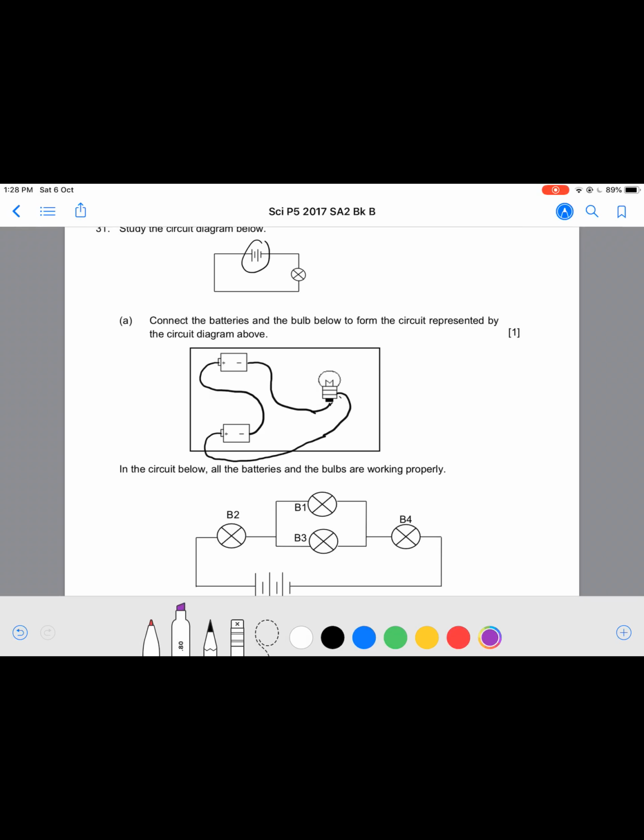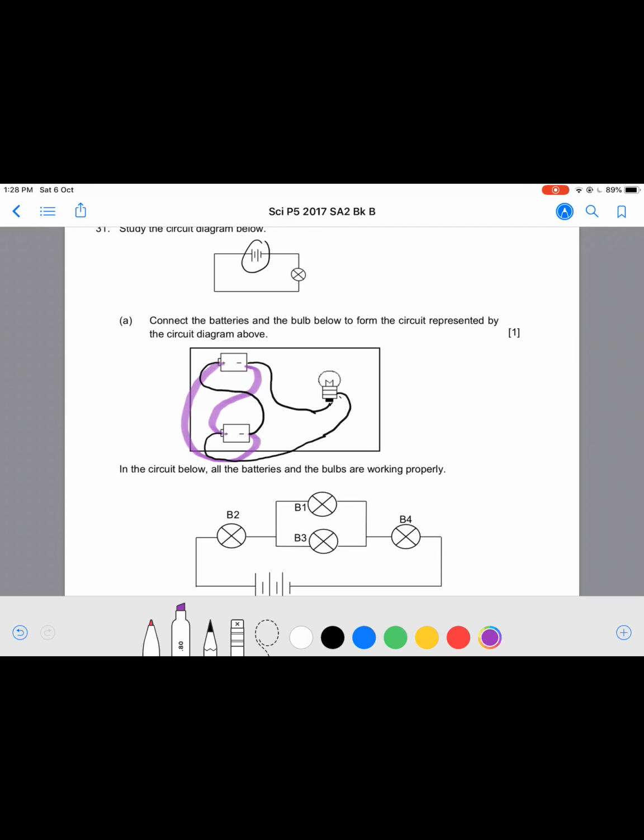Your answer may be different, such that the different answer could be negative going to positive. Alright, positive going to negative. Something like that.